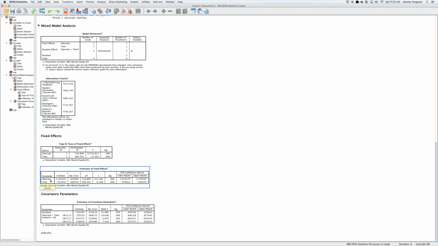This tells us the intercept for marital quality for the wife is 5.10, and we see that it decreases over time about half of a point for each time point. We also see here at 1.1 that the intercept has a significant amount of variance around it, and at 2.2 that the slope has a significant amount of variance around it.